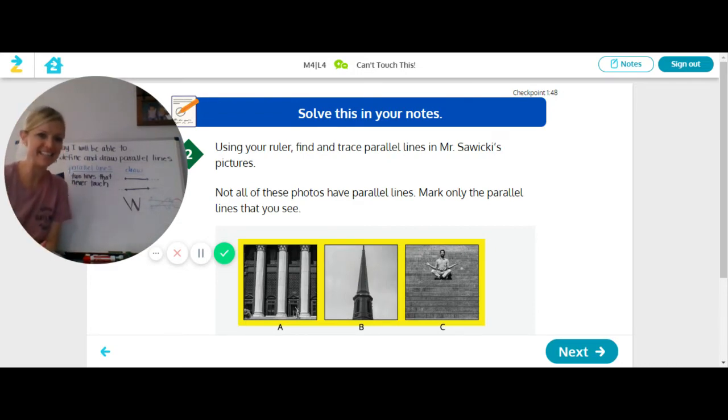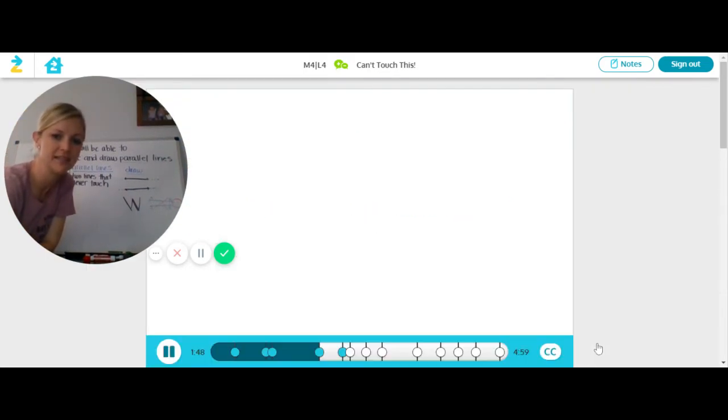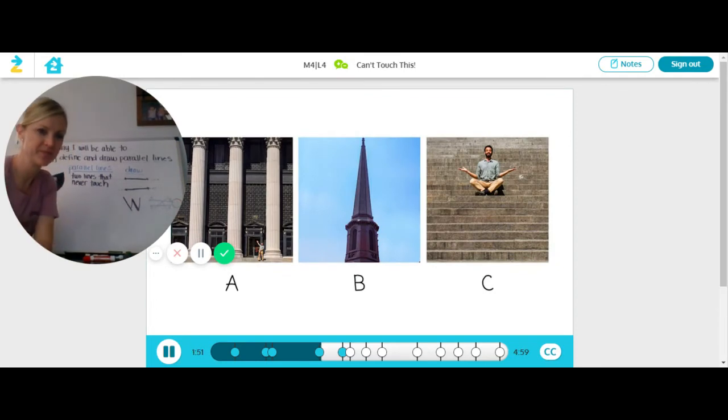And C, I see this yogi sitting on some steps, meditating, making the most of his day. And I see on those steps that these steps are horizontal lines, and lines that if they were to continue on would never touch. So I think A and C have parallel lines. Let's check it out. Lucas, where'd you see parallel lines?